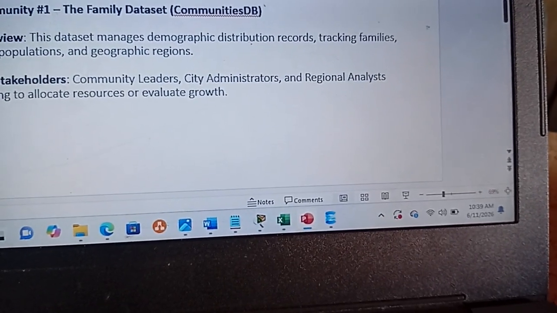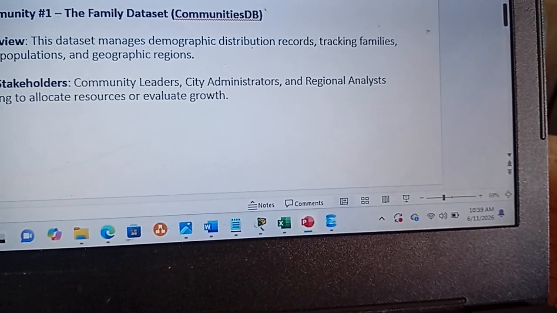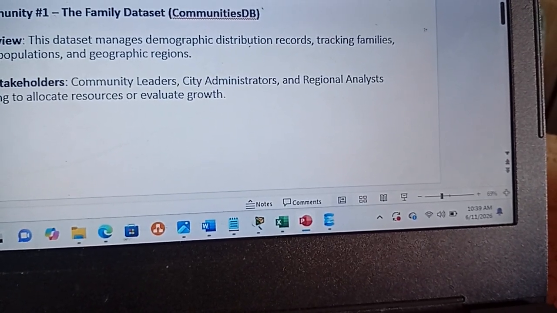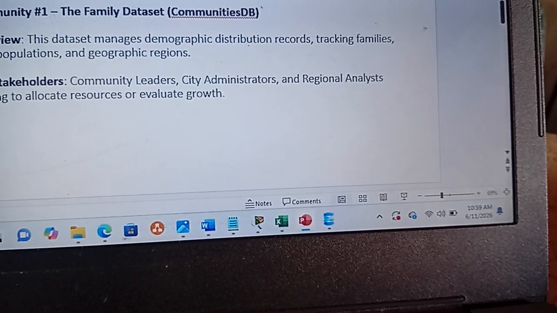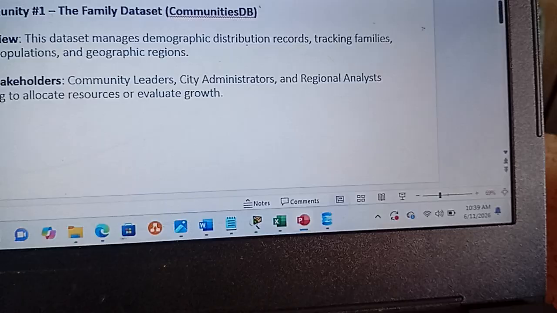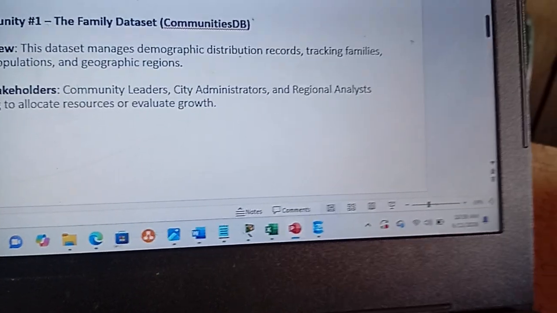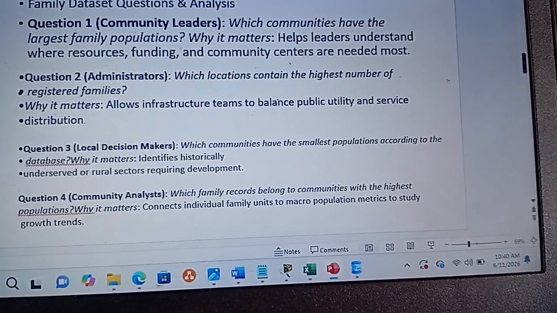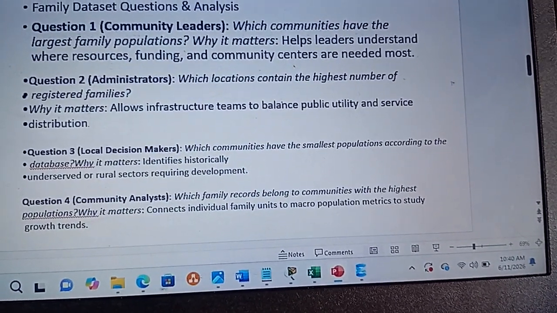Third, which communities have the smallest population? This isolates underserved or rural zones that might need targeted state development. Finally, which individual records belong to those high population communities? This connects individual family units to larger macro trends.